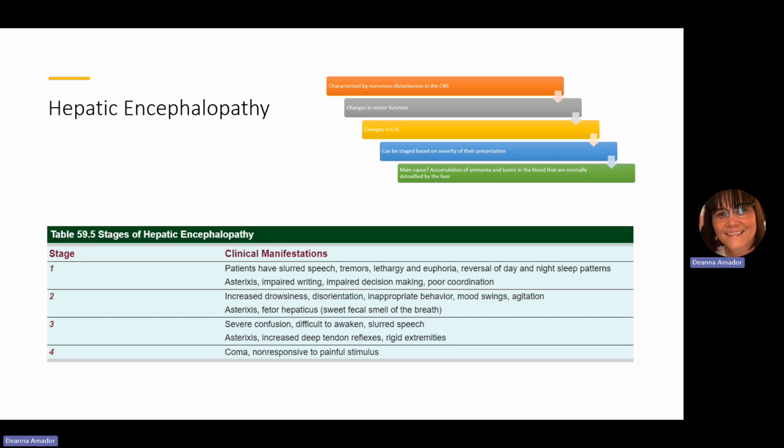So hepatic encephalopathy is characterized by numerous disturbances of the CNS, changes in motor function, alterations in LOC. It's staged based on the severity of the presentation. And the main cause, like I said, is the accumulation of ammonia and toxins in the blood that are normally detoxified by the liver.